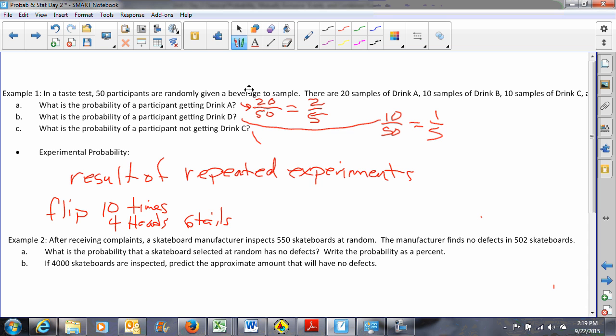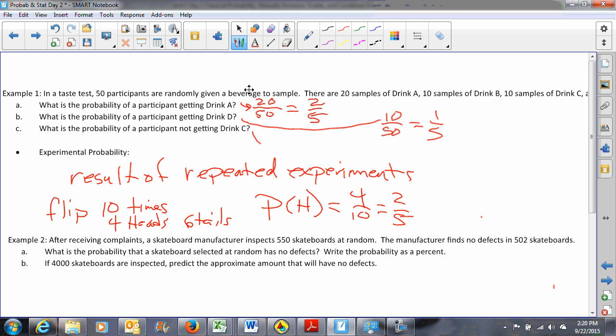Now, the theoretical probability of getting a head when we flip a coin is 1/2. We expect that to happen 1 out of every 2 times. But when you actually do an experiment a finite number of times, a lot of times the experimental probability isn't actually the same as the theoretical probability. In this case, the probability of getting heads, according to our experimental probability, would be 4/10 or 2/5. The probability of getting tails would be 6/10 or 3/5. That's experimental probability.